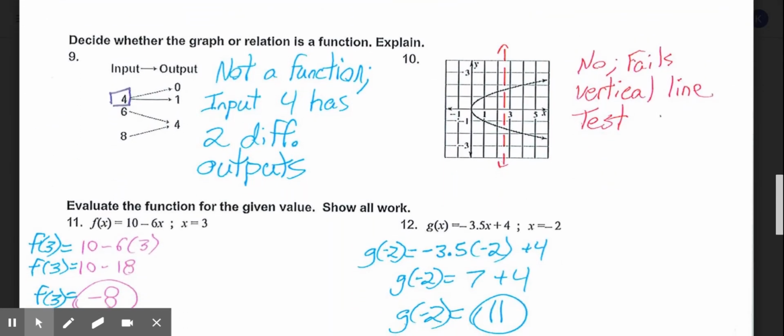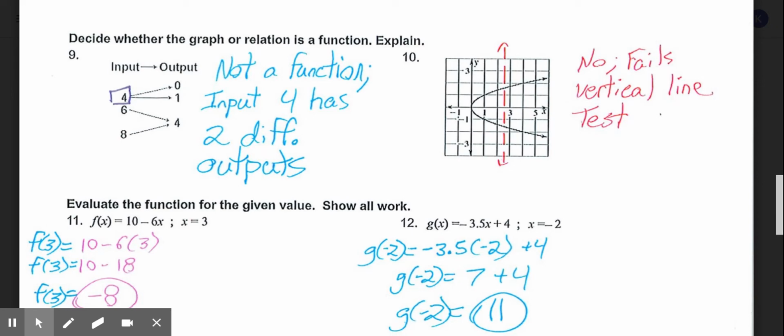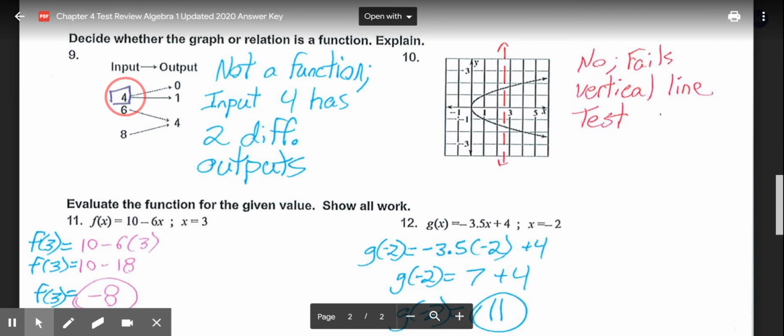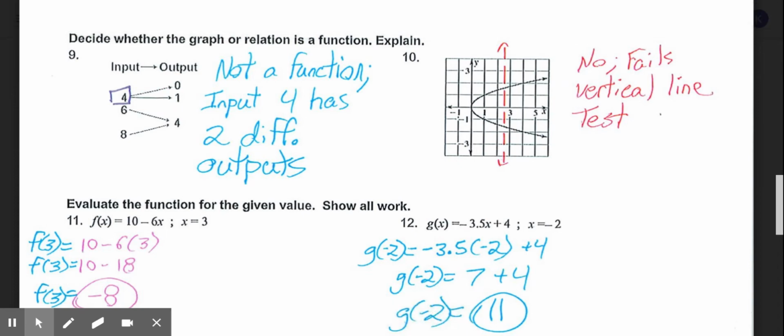Numbers 9 and 10 are dealing with identifying functions. So remember, to be a function, each input has one unique output. So it cannot have two different numbers for an output. So if we look at number 9, our input of 4 has two different outputs of 0 and 1, so that is not a function.